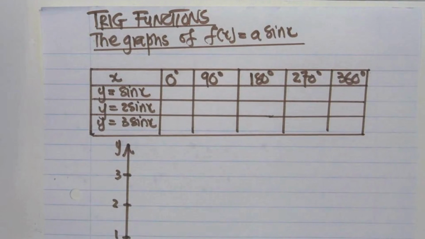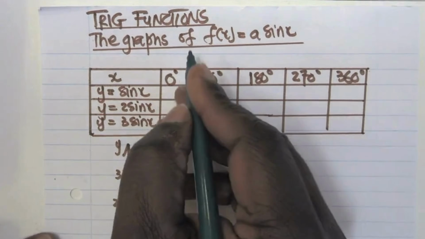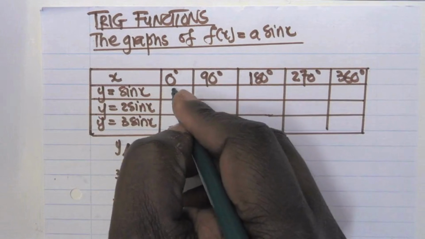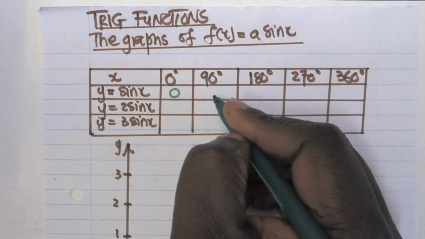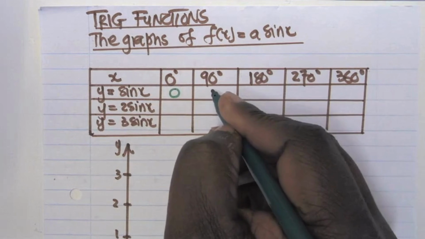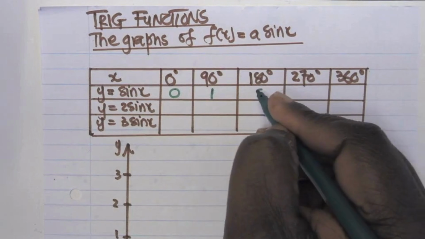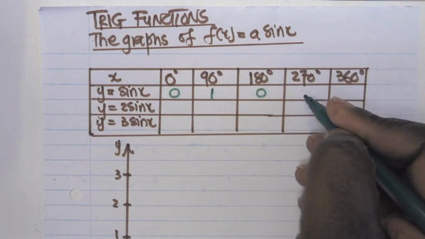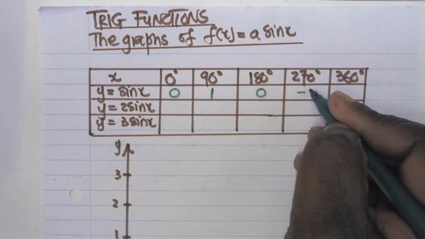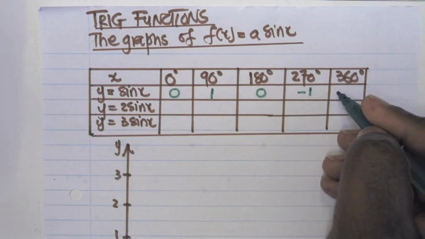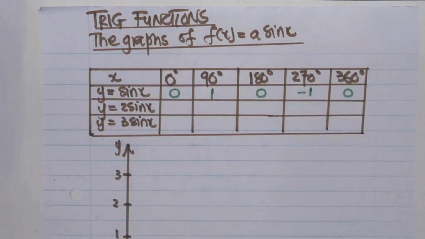In today's lesson, we are going to draw the graphs of A times sine x on the same set of x's. So we'll begin by completing the table values using our calculators. For the graph of y is equal to sine x, we are going to get 0, and then for 90 degrees, I'm going to get 1. For 180, I'm going to get 0. When I substitute 270 degrees, I'm going to get -1. And then 360, I'm going to get 0.